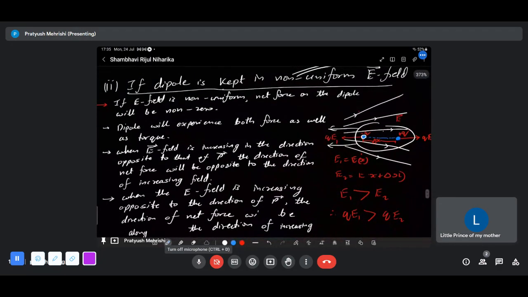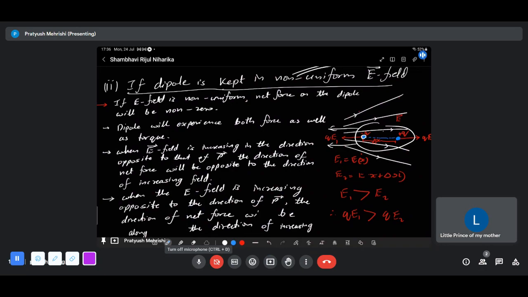Now, if the dipole is kept in a non-uniform electric field, then what will happen? Yes, Hemant, I'm asking you. The dipole is kept in a non-uniform electric field. What will happen? It will move and rotate. It has both linear and angular motion. Both translatory motion and rotatory motion will be seen.